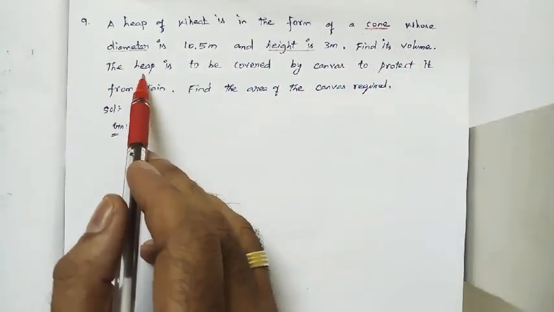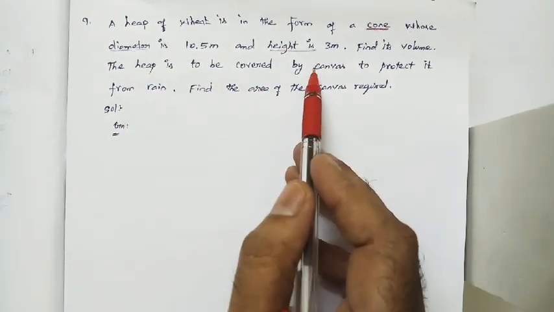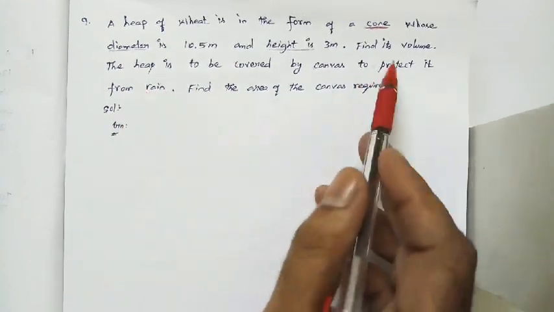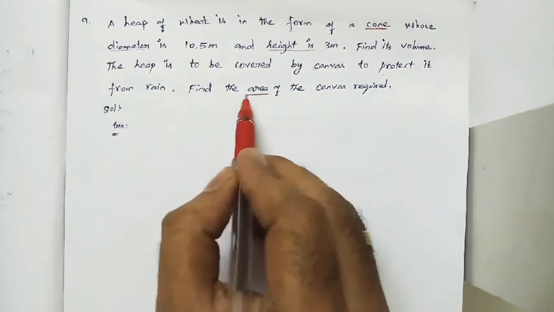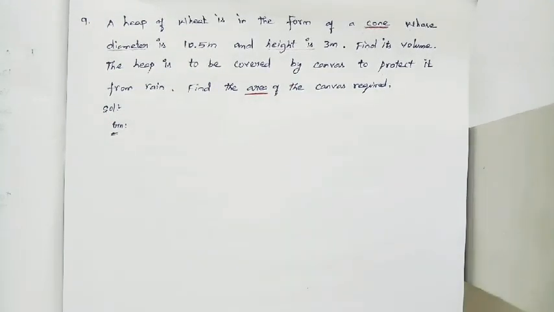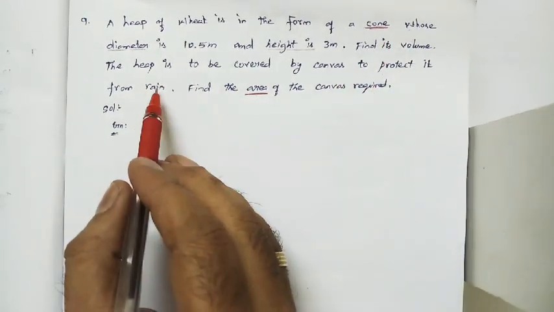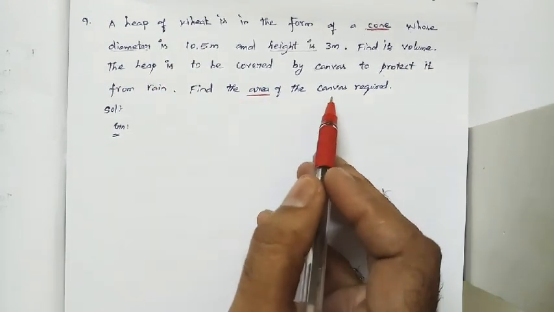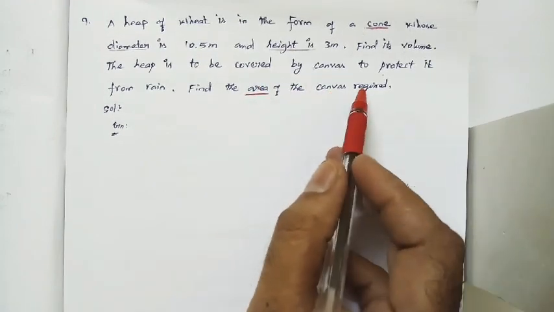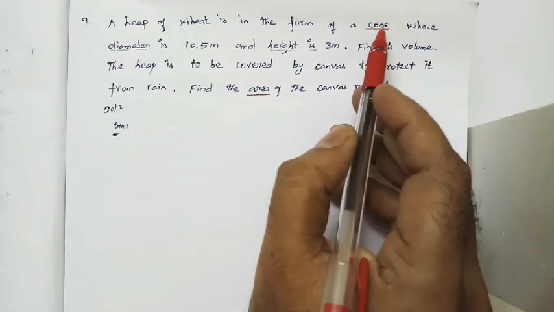Still, what they are asking: the heap is to be covered by canvas to protect it from rain. Find the area of the canvas required. So first of all we want to find the volume. For protecting from rain, we want to find the curved surface area of a cone. How much area of the canvas is required, they are asking. So we don't want to find the base of the cone, only the curved surface area of the cone alone.